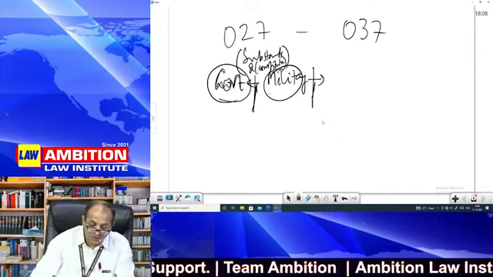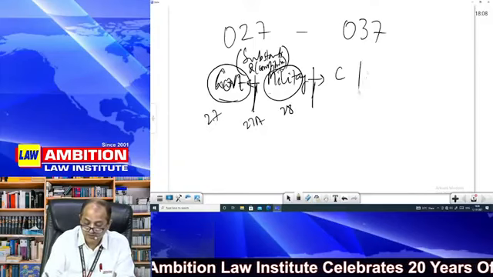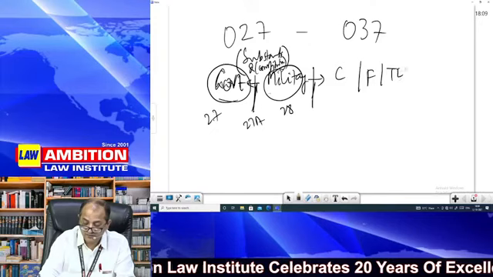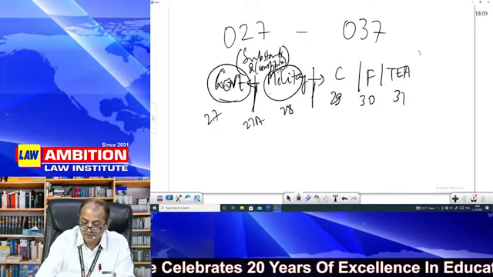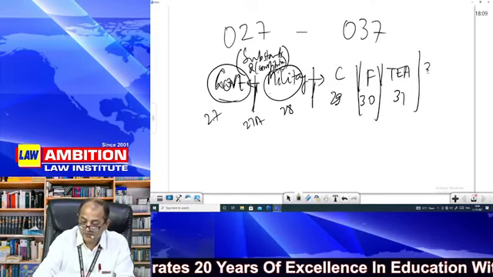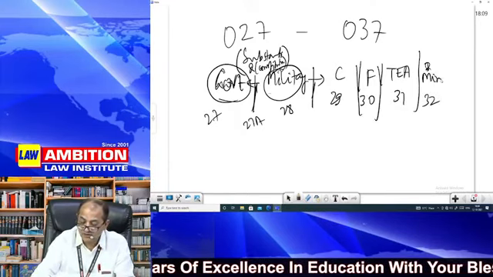So government substantial question, 27A military, then I said CFT: corporation, firm, trust, executive and executor and administrator. This is 29, 30, 31. And then I said minor होगा तो family बनाएगा. So minor और unsound, then वो family बनाएगा तो 33, और यदि नहीं कर पाएगा तो 32 है.